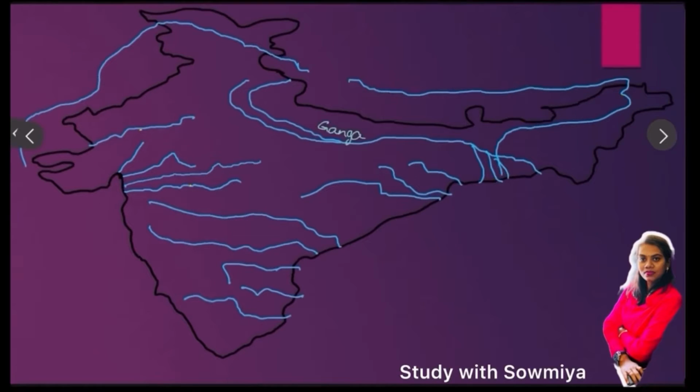Ganga river originates from Alaknanda and Bhagirathi. Alaknanda and Bhagirathi join at Devaprayag. From Devaprayag it is known as Ganga. It originates from Uttarakhand, passes through UP, Bihar, Jharkhand, West Bengal and finally drains into the Bay of Bengal.